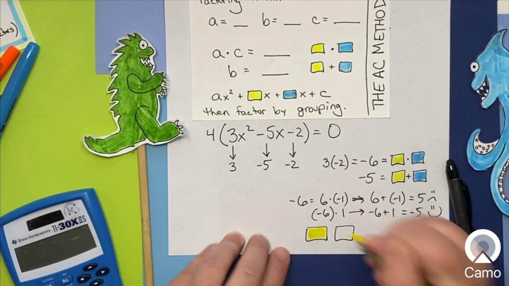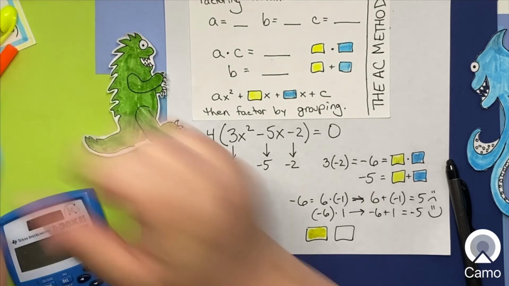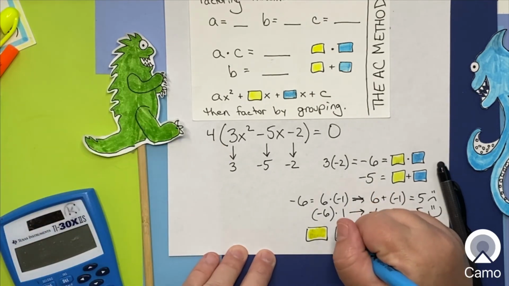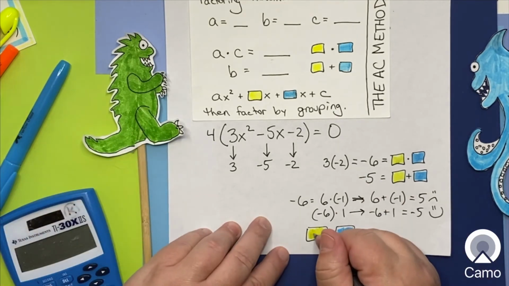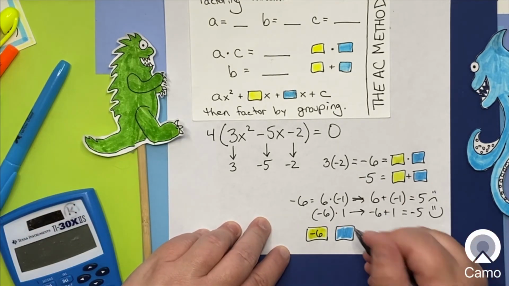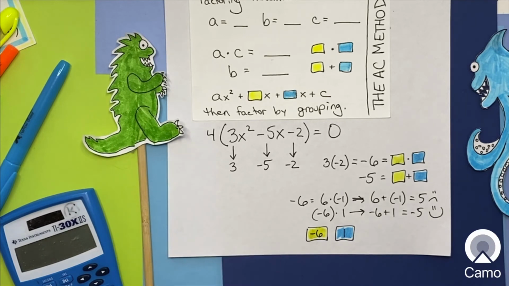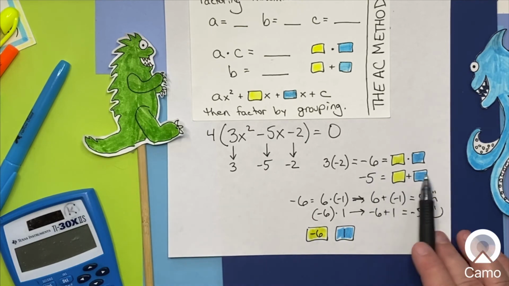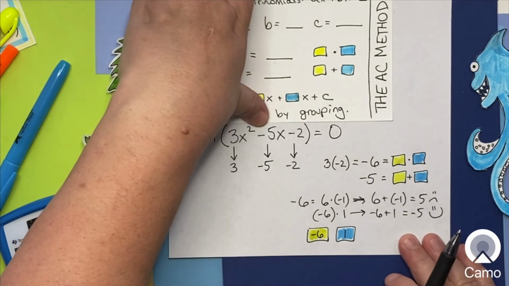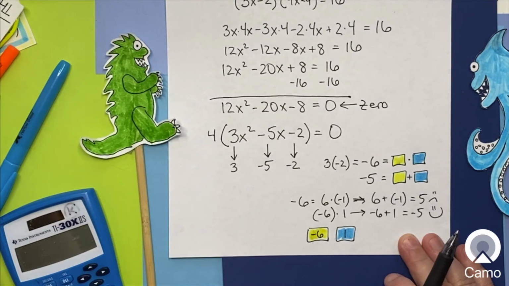See if you can see this. Hopefully these aren't too dark. Negative 6, and 1. Okay, those are my two special numbers, which when multiplied give me negative 6, but when added give me negative 5. Okay, then what do we do with those?